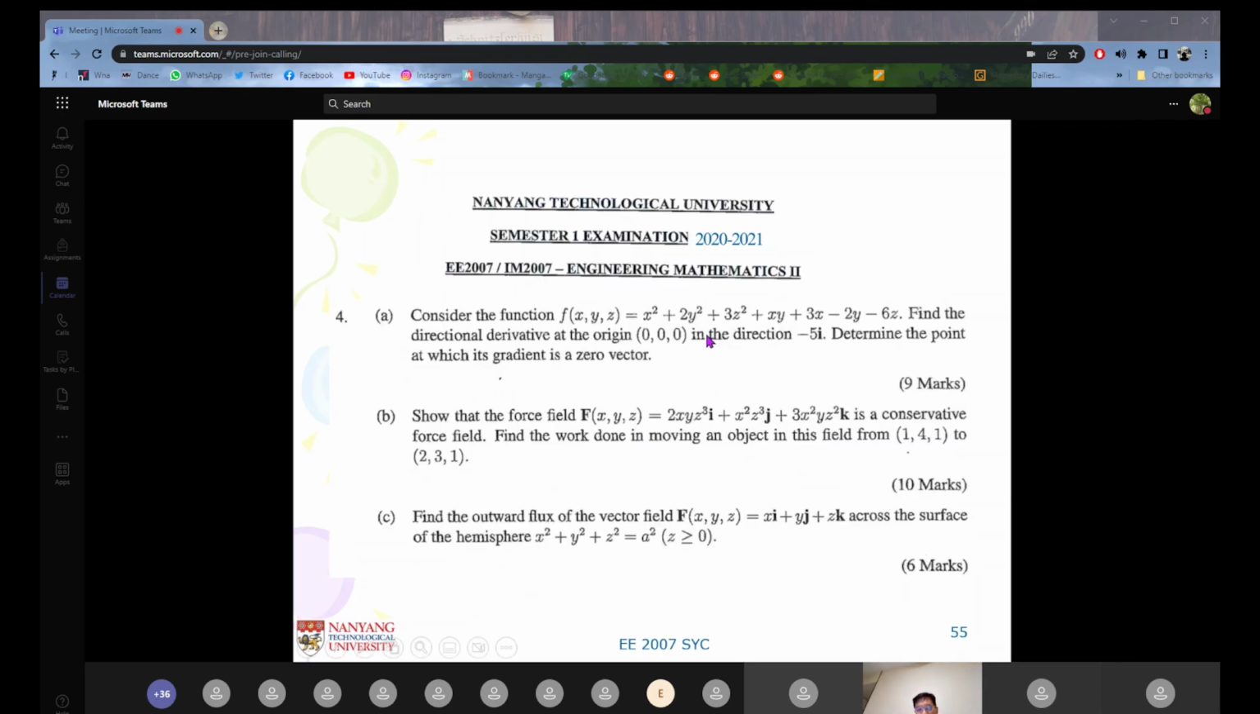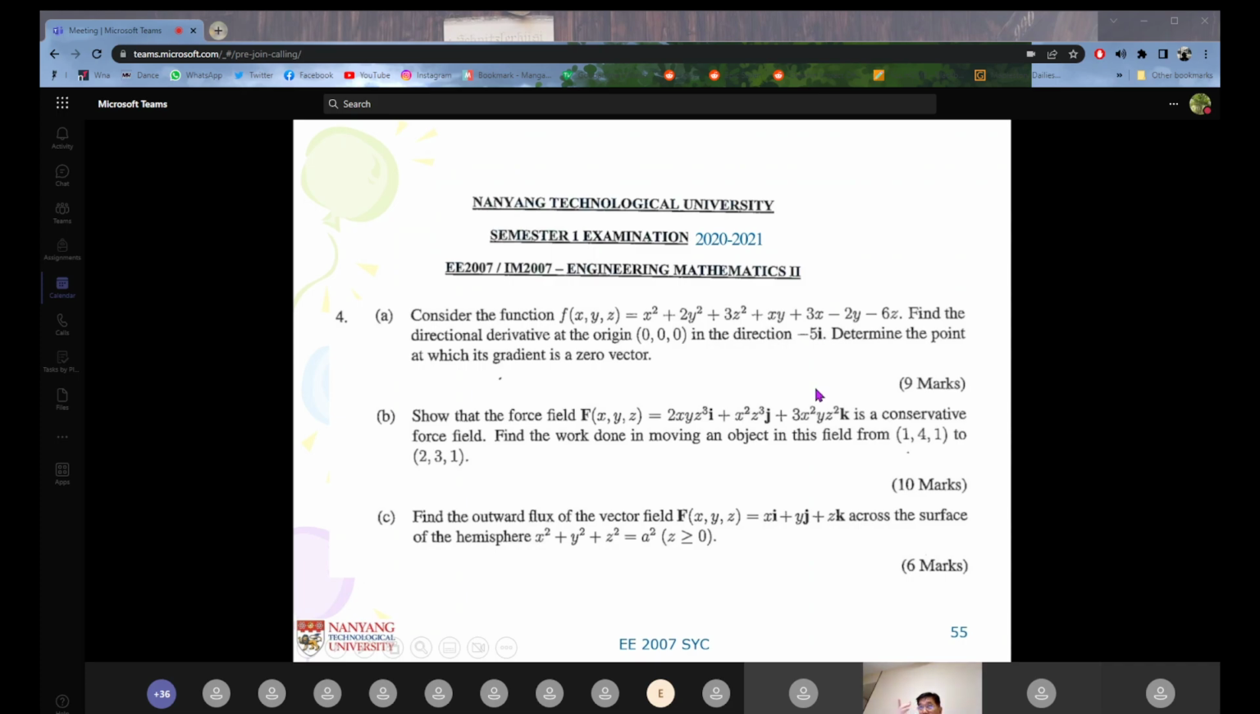So over here, this one, quite a recent one. You are now looking at this scalar function, right? Scalar field given by this. You are asked to find the directional derivative at the origin, but in the direction of minus 5i.